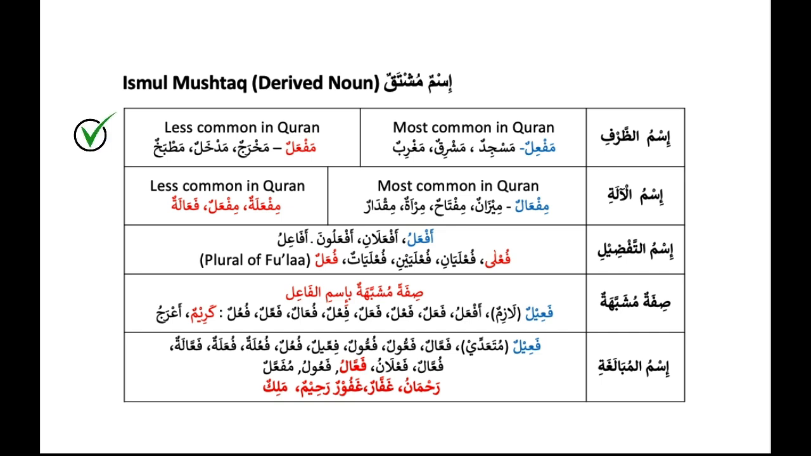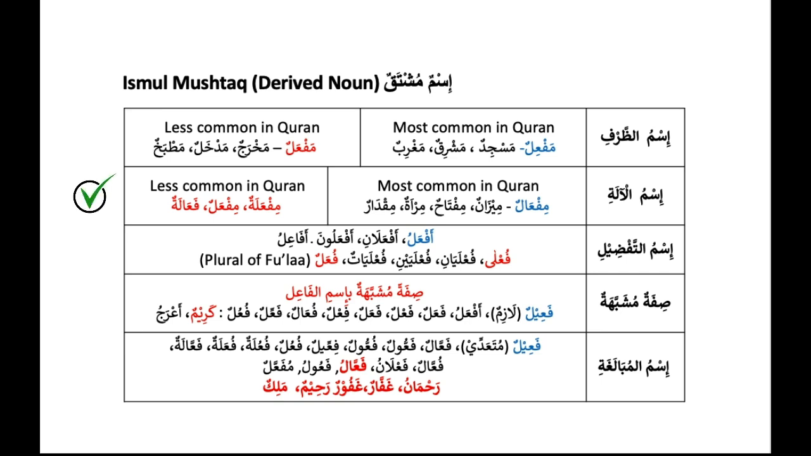Mubalagha. Ismul Zarf. Please try to remember just the common patterns. There are 2 common patterns in Ismul Zarf. One is Maf'ilun, the other one is Maf'alun. Example of Maf'ilun: masjidun, mashriqun, maghribun. Maf'alun example is makhrajun, madkhalun, matbakhun.